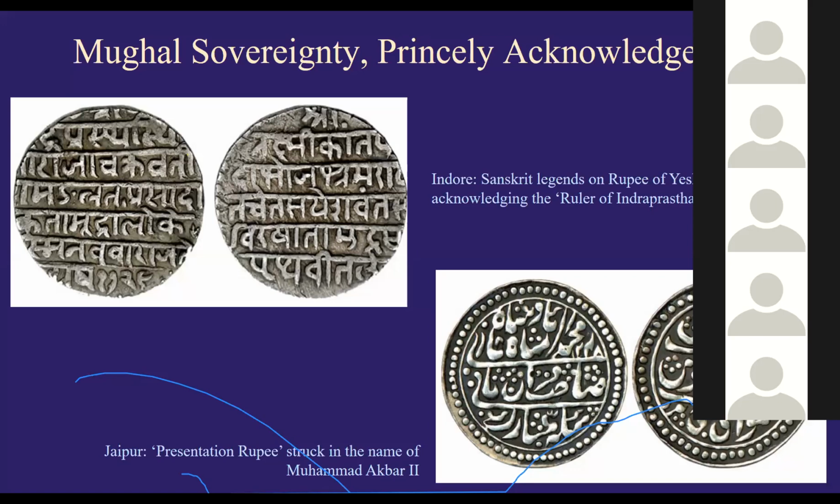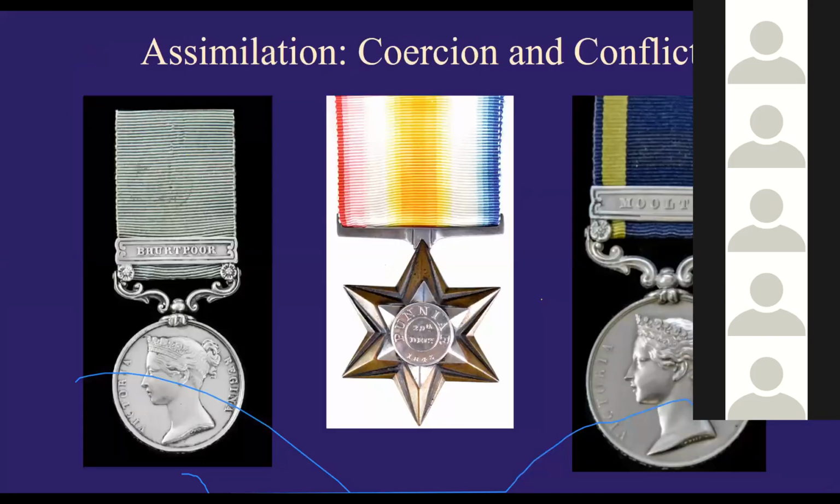The second coin that you see here is a classic example of a presentation rupee struck in Jaipur, and this is struck in the name of Muhammad Akbar. Again, Muhammad Akbar had no power whatsoever over Jaipur, but the fact is that coins were struck in his name. So there was a kind of differential treatment with regard to sovereignty when it came to the Mughal past, so far as these Maharajas were concerned.